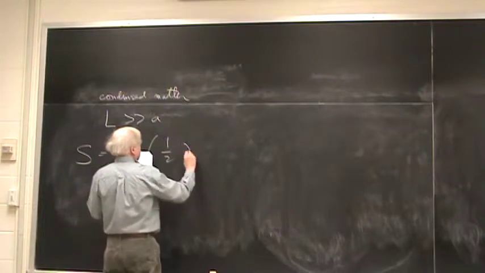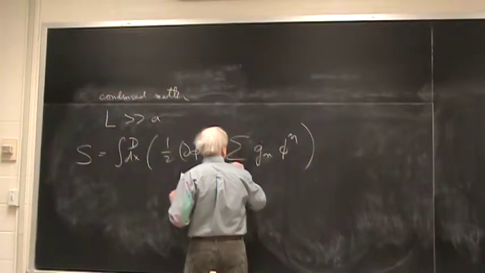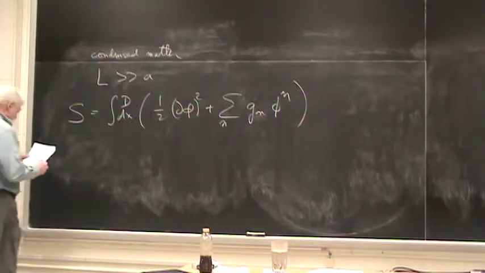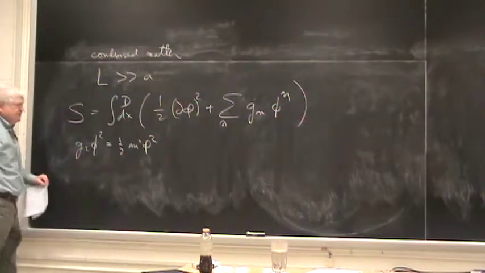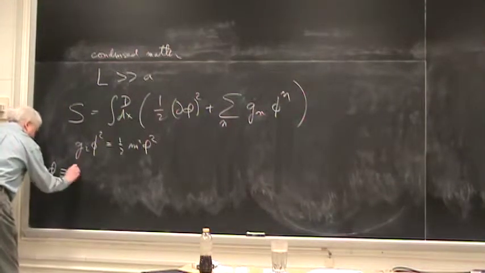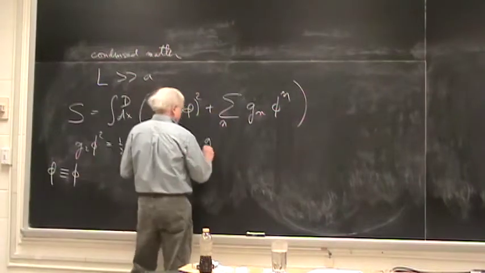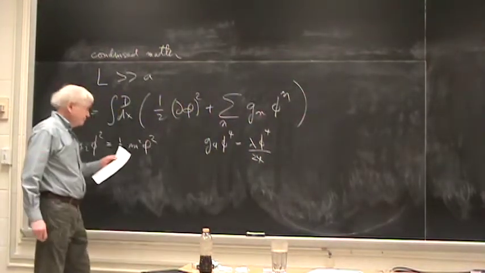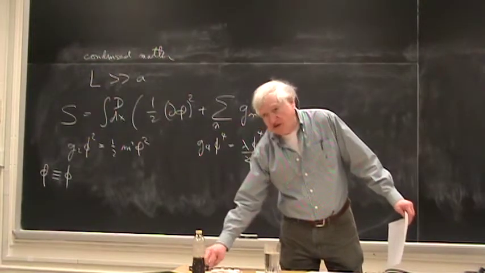a sort of generic action with coupling constants. Okay, for example, g2 phi squared would be a half m squared phi squared, and these are equivalent. For example, g4 phi to the fourth might be lambda phi to the fourth over 24. So this is on the square lattice, but we can also think that they're in the continuum.